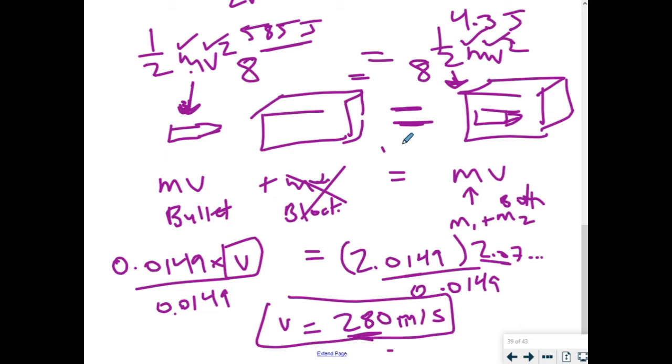Anybody else calculate those numbers too? Yeah. So on the left-hand side, I calculated 1/2 of mv squared being about 585 joules. And on the right-hand side, I got 4.3 joules. Does that actually make sense? I think it makes a ton of sense because we lost energy due to sound, heat, warping and breaking of materials. So it actually makes sense that we lost our kinetic energy. The kinetic energy just went to other formats.